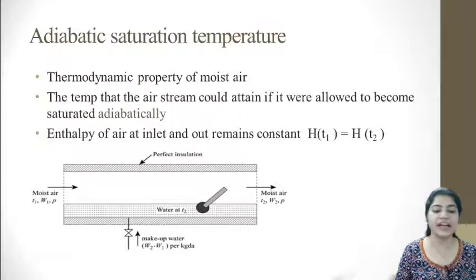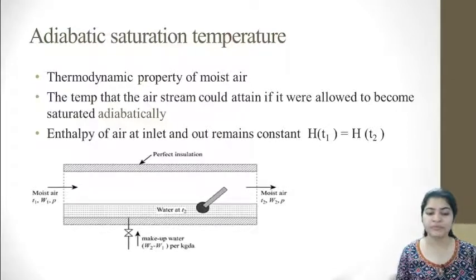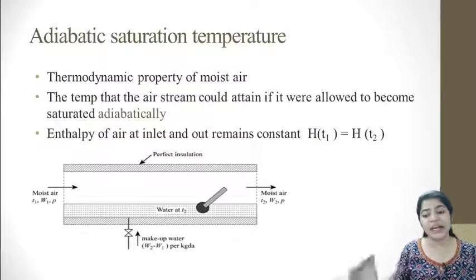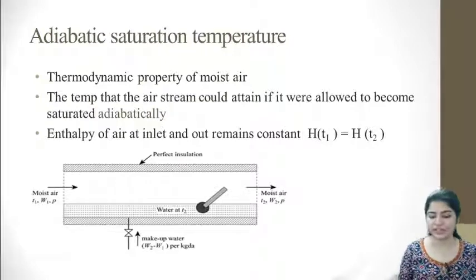Here you can see at the T1 position, T1 is the temperature of the inlet dry gas. The enthalpy at that temperature is equal to the enthalpy of the moisture getting out of the adiabatic saturator, at the T2 temperature. So this is the relation of enthalpies in the adiabatic saturation condition. T2 here is your adiabatic saturation temperature.